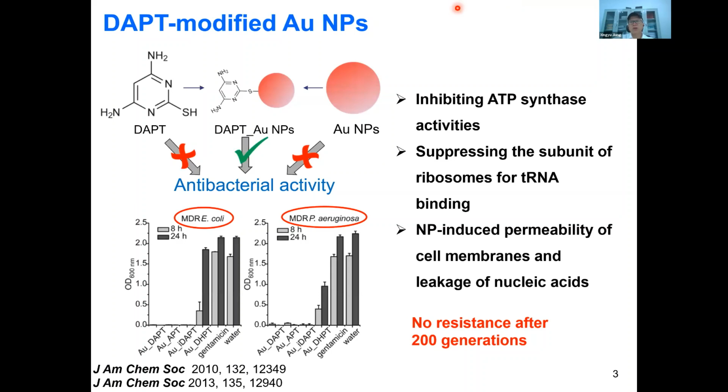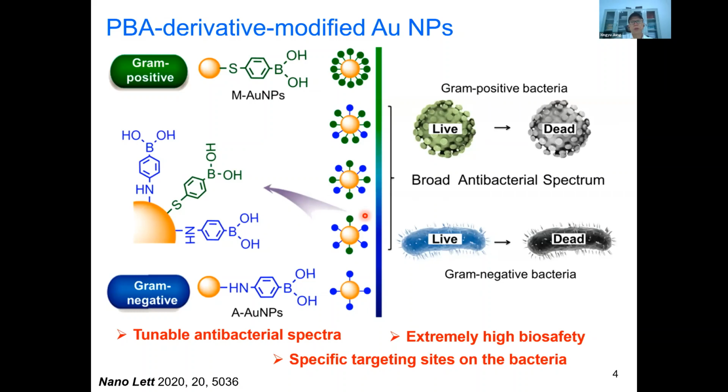And what I mentioned here is that initially the DAPT modified gold nanoparticle is only effective for killing E. coli or Pseudomonas aeruginosa, which are both gram-negative bacteria. We're really interested in finding nanoparticles that also can kill gram-positive bacteria, and also potentially, if you could find good nanoparticles that could target different types of bacteria, that would be ideal.